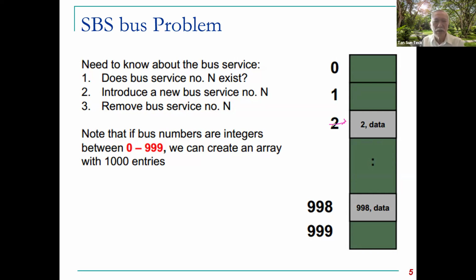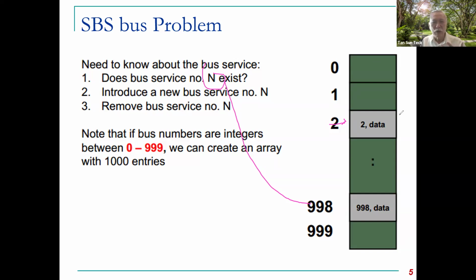Right, so if you want to check whether the bus service exists in Singapore, you just use a number n, and then you just go to that location using this as an index. For example, 998, oh, you find that there's data. So then we know that this bus service exists. If you say 999, maybe it's not there yet, so then you will see that it's not there. So if you want to introduce new bus service 999, what you do, you get all the information and use 999 to be the index and go there and store the new data.